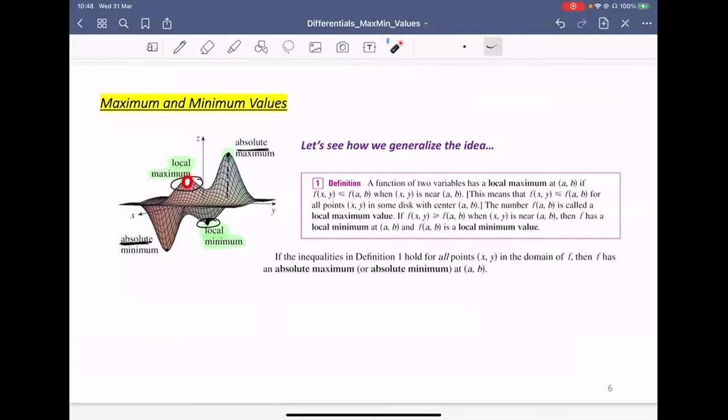Well, local maximum and local minimum, you compare to the points nearby, but absolute max and absolute min, you compare to the entire domain. So actually, when you want to compare absolute max, absolute min, you have to compare it to the whole domain.